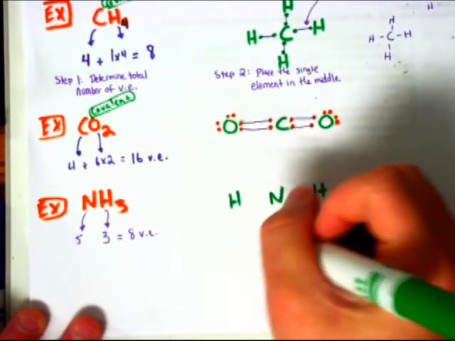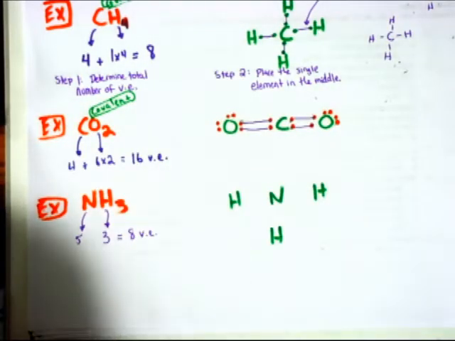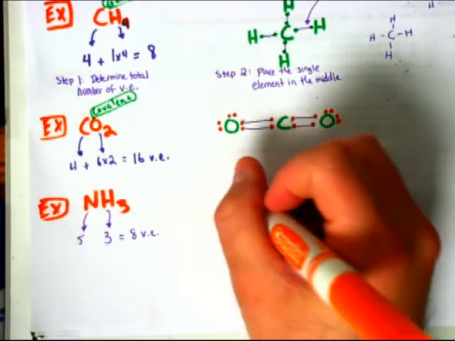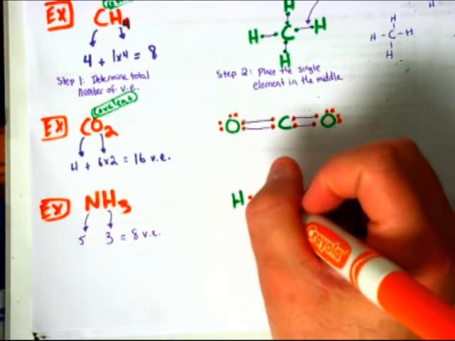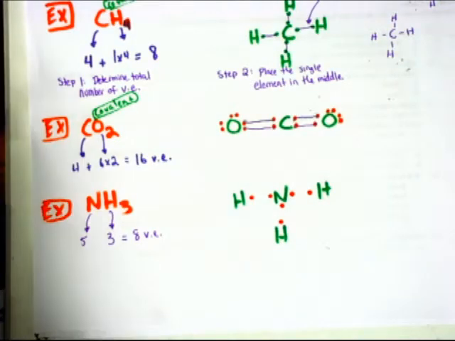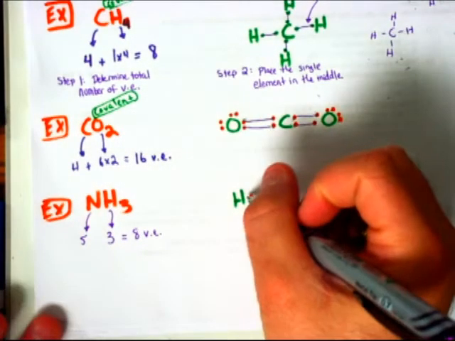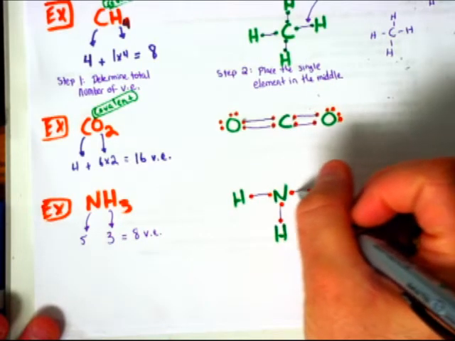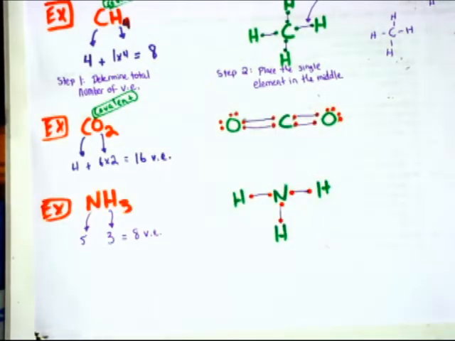There's 3 H's. How many electrons does each H want to have? 2. It already has 1, but it only wants 2. So maybe we could imagine a setup like that, putting the bond between the N and the H. At this one point, I'll let you get caught up, but how many valence electrons have we used? 6. Each hydrogen is content with its 2.